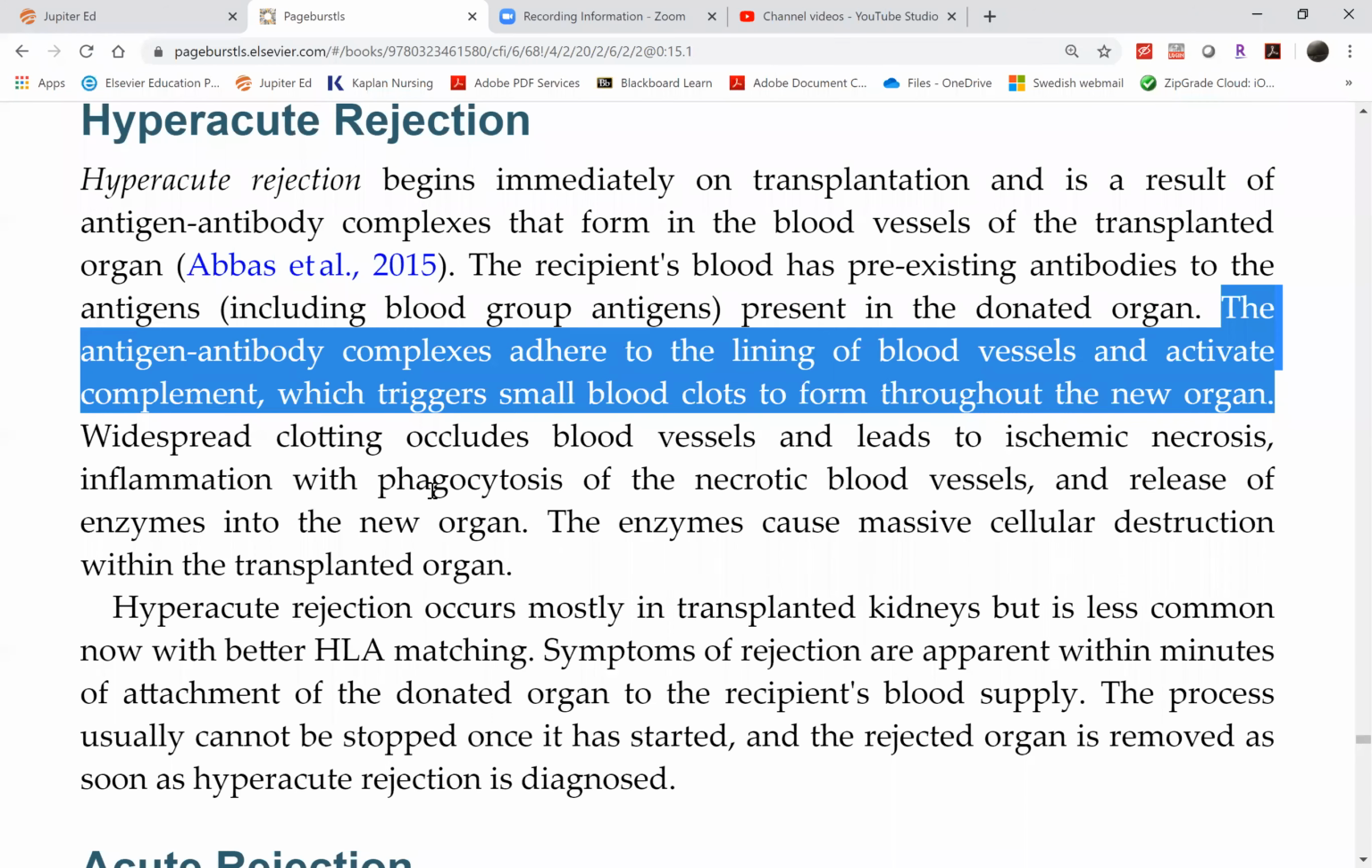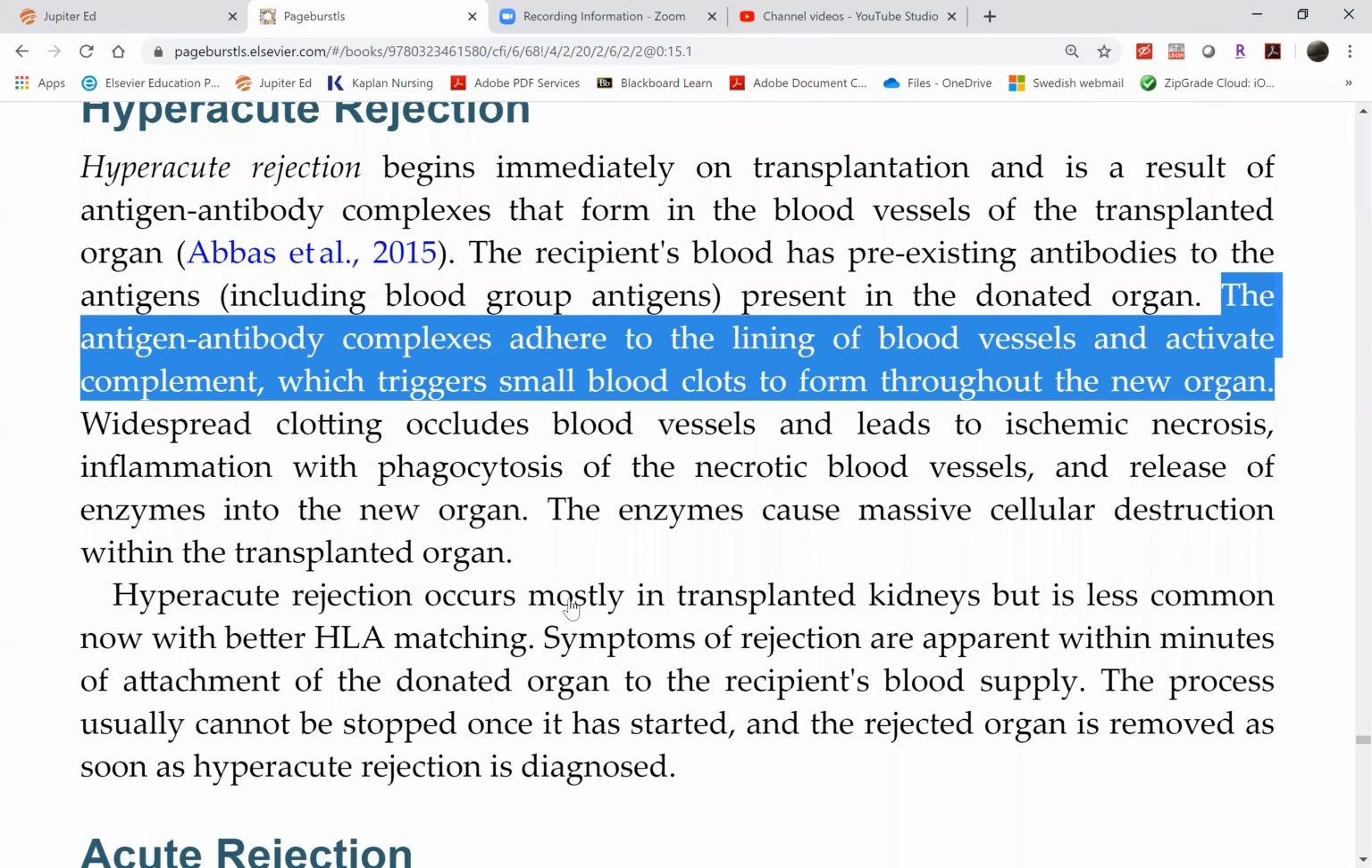So the only thing we can do is just remove the organ. The organ's gone. It's dead. It's necrotic now because it's blocked by blood clots. So we go back to status quo. We find another donor. There's nothing we can do to stop it once it has already started, because it happens within hours. This one is the most common.